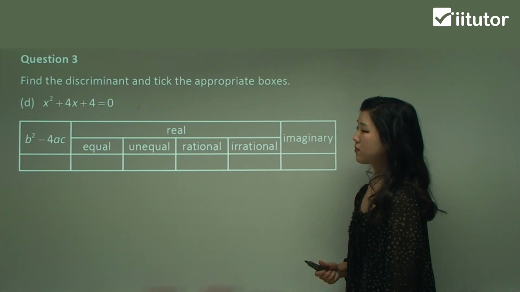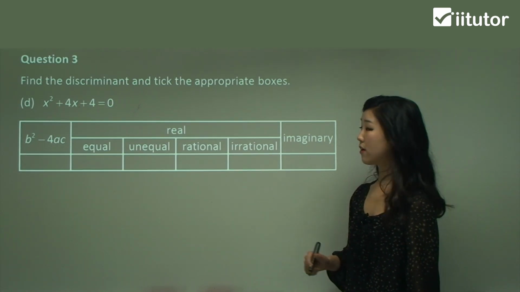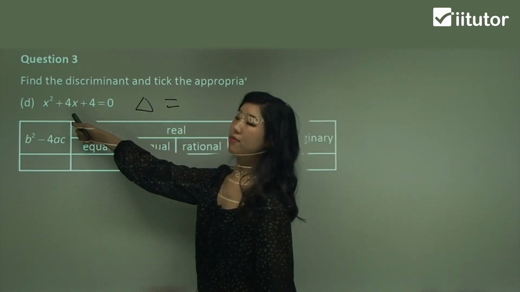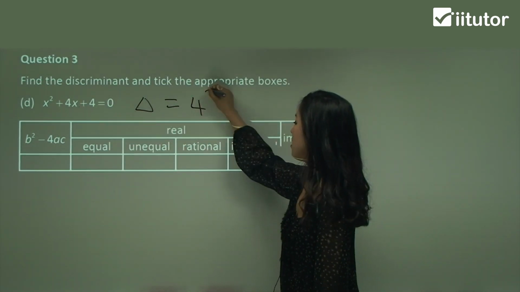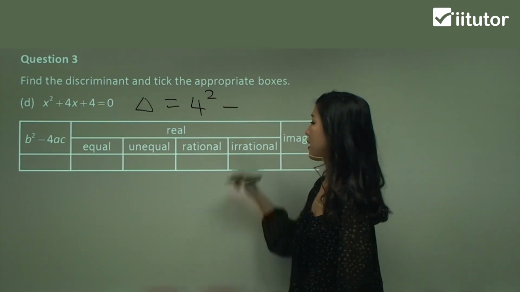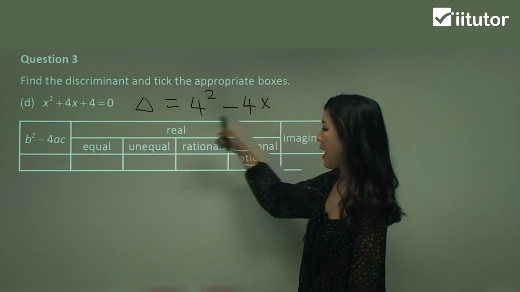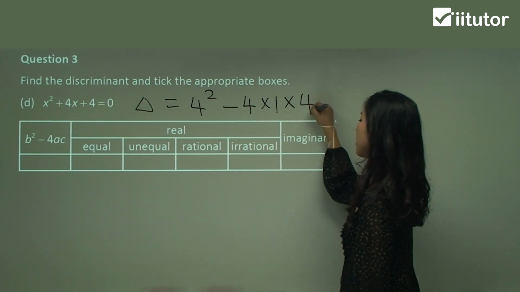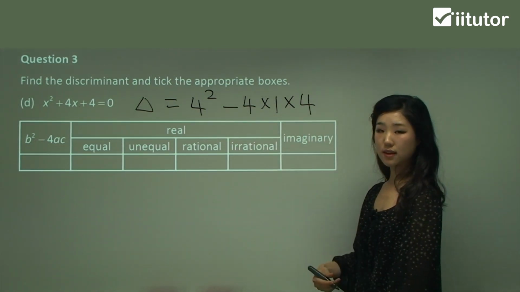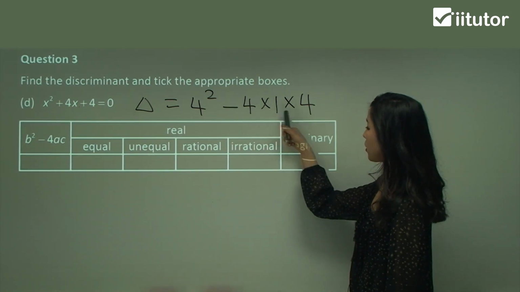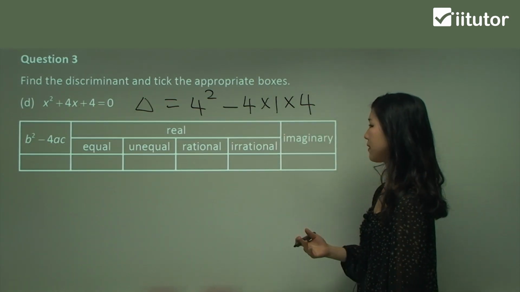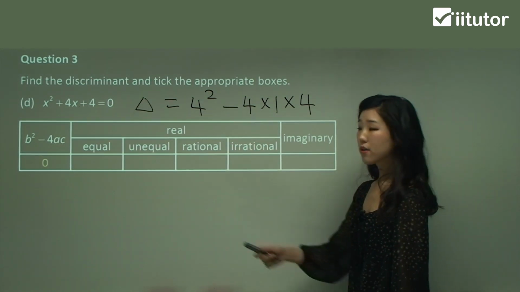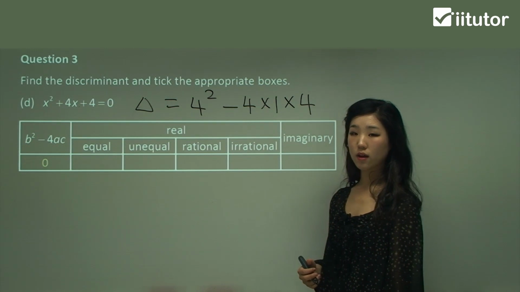d is x squared plus 4x plus 4 equal to 0. Again, let's look for our discriminant by going b squared. b is 4, so I'm going to do 4 squared minus 4ac. So minus 4 times a is 1, c is 4. Now 4 squared is 16 minus 4 times 1 times 4 is 4 times 4 basically, so 16. So 16 minus 16 is 0. So we have a discriminant of 0, don't we?